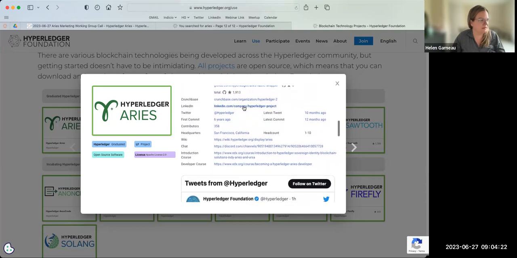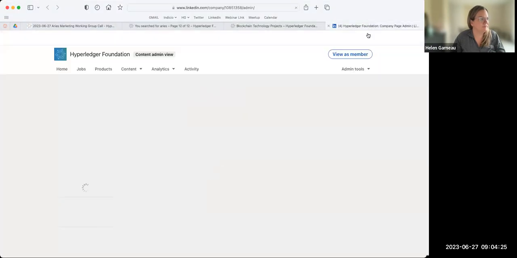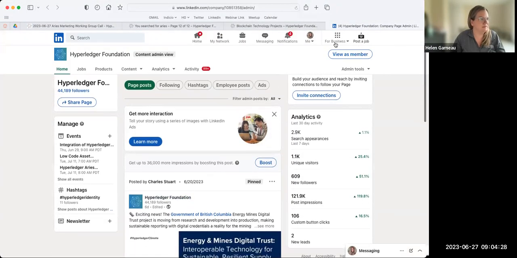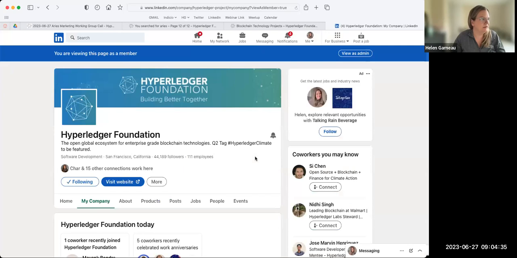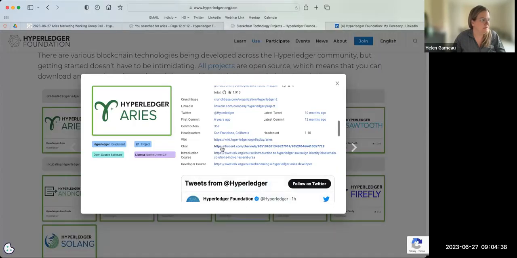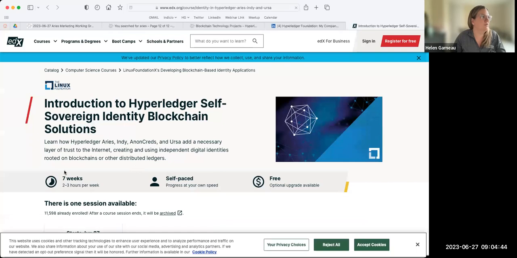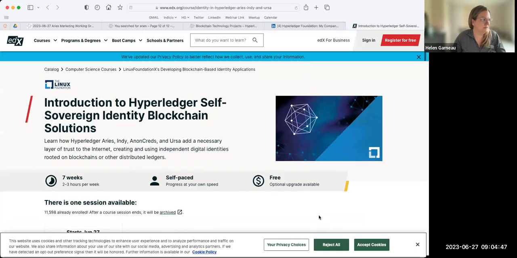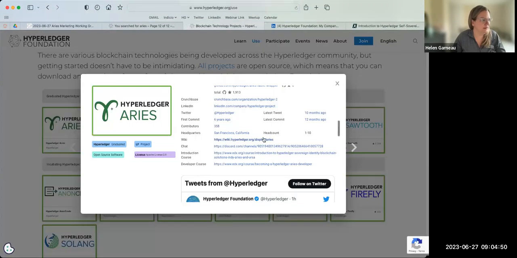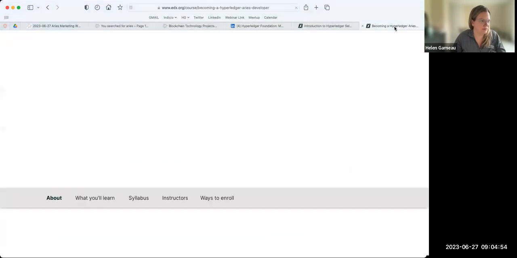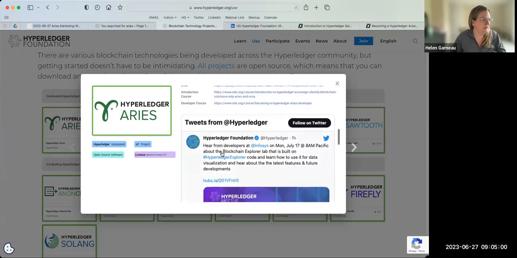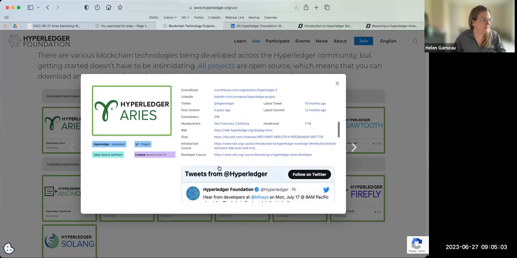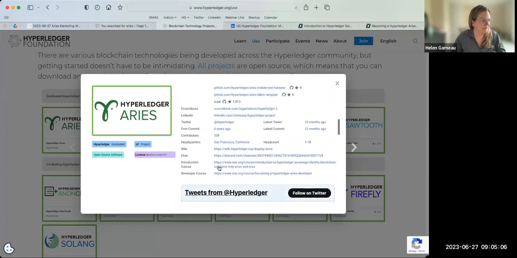Here's Crunchbase. There's a LinkedIn. Interesting. Oh, it just goes down to Hyperledger. Okay. Or actually, the members view. There's a chat channel. There's an introduction course. Oh, right, the edX course from the Linux Foundation. What else is here? Developer course, becoming a Hyperledger Aries developer. And then just more things focused on Hyperledger itself.